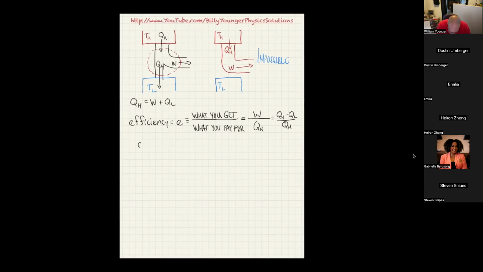And what we get is the efficiency is equal to W over QH, but it also equals QH minus QL over QH, which can be separated into 1 minus QL over QH. So that's the heat taken from the warm reservoir is QH, and the heat delivered to the cold reservoir is QL. And this is the efficiency of a heat engine. Any questions on that?